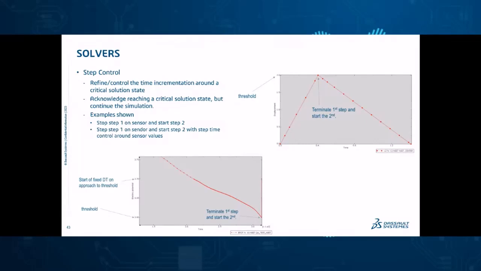So based upon the value of a sensor and the criteria applied, it's possible to control the time increment, as well as the ability to end the step in the analysis and continue into the next step. If you look at the upper right graph, you can see that step 1 was terminated on the sensor reaching a certain threshold value, and then continued in step 2. And building on that, in the lower left, you can see that the time step size changes after a certain sensor value, and then again we're ending step 1 and starting step 2.